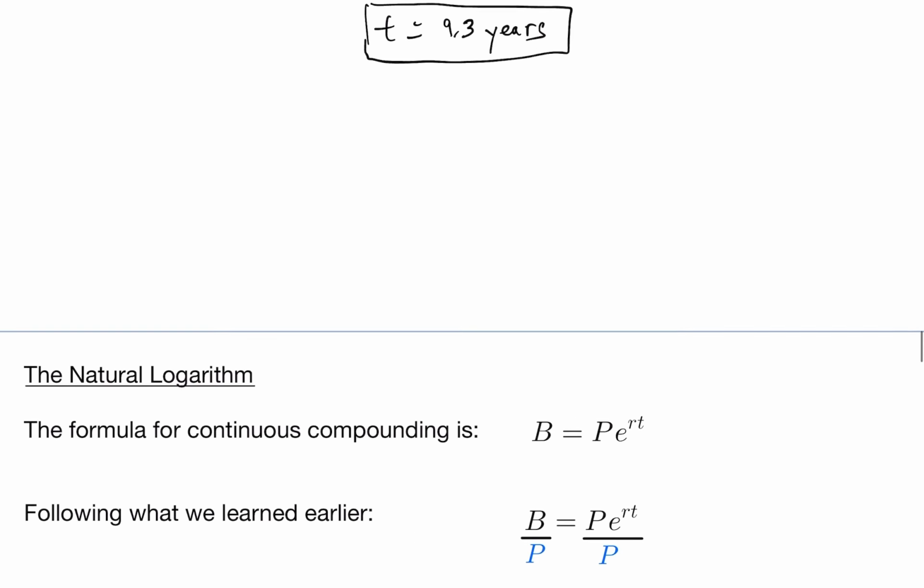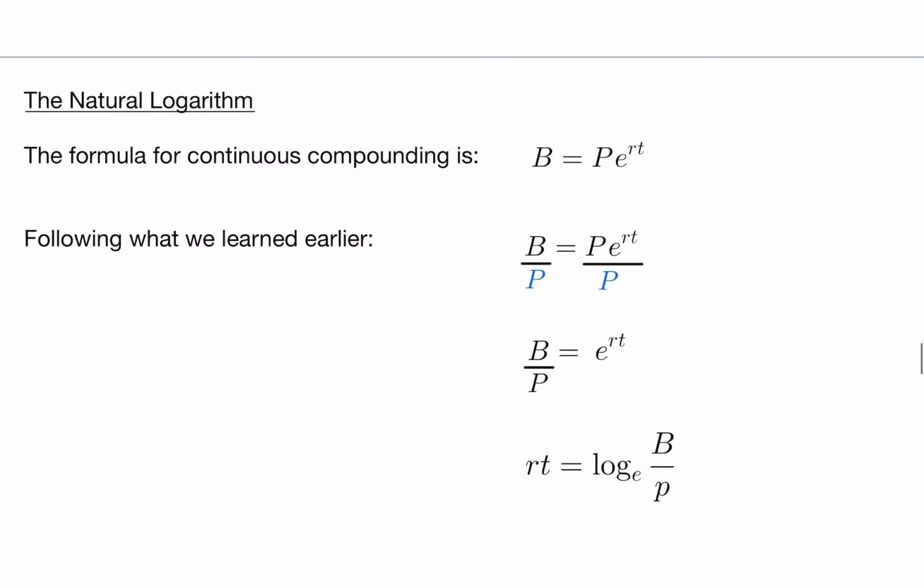Okay, now we're going to talk about natural logs, and this is going to come in handy because when we talk about continuous compounding, we know that the equation for continuous compounding is the final balance is equal to the initial amount times e to the RT power, okay? And if we were to rewrite this equation, dividing both sides by p, we'd find that e to the RT power is equal to b over p.